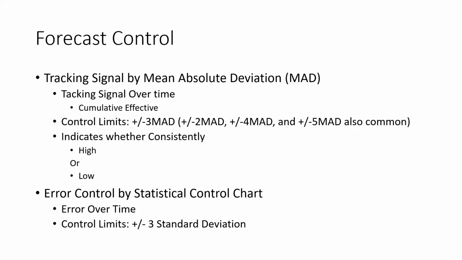Forecast control using the tracking signal by the mean absolute deviation, and also by looking at the error by the statistical control chart. By the tracking signal method, basically we see whether a forecast is constantly high or constantly low, whether it's predicting more than the demand constantly or less than the demand constantly. So it is a kind of cumulative effect over time that we can see from the tracking signal developed by the mean absolute deviation.